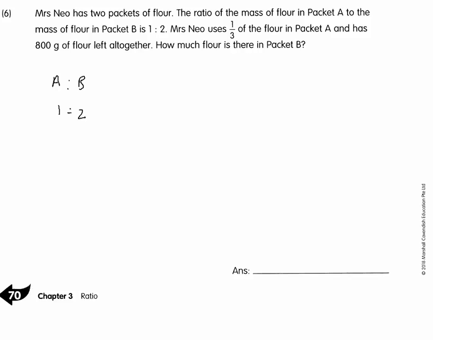Do you think it's easier if I change this to 3 units? And what happens to my B? How many units does it become? 6. So when you change this to 3:6, right? She uses 1/3. That means she used 1 unit, right? So she's left with how many units? 2 units, right? And these 2 units equal how many grams? 800 grams, right? So 2 units equals 800 grams.